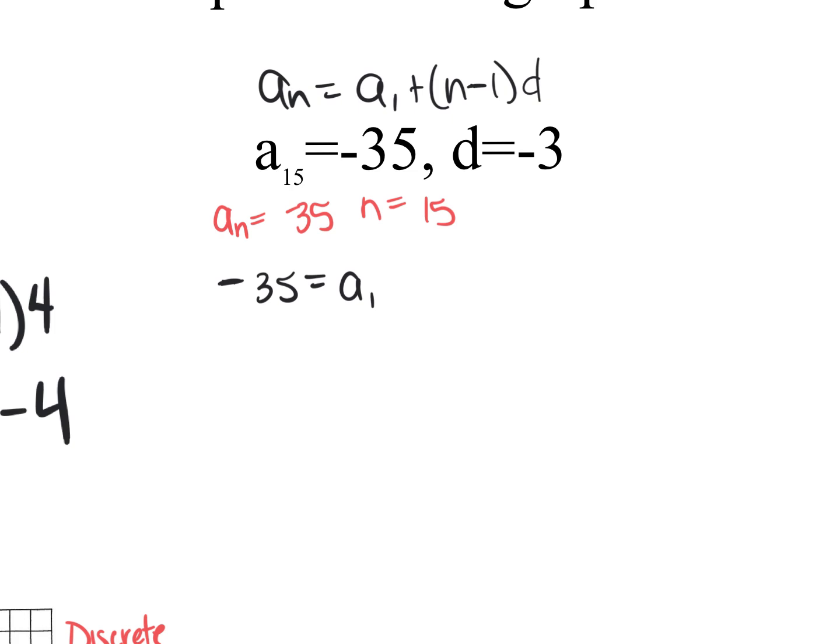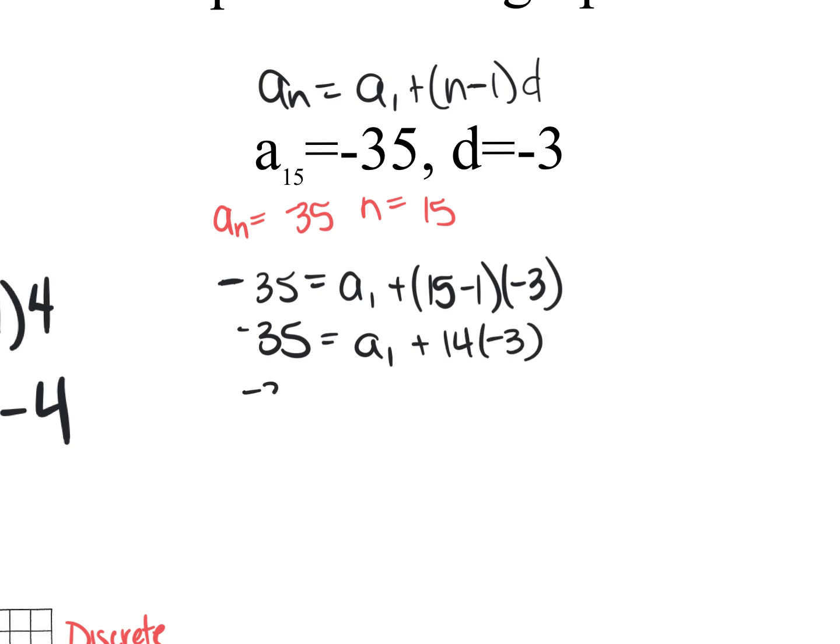Now you may be given problems where it asks you to write the rule and it gives you A1, but it doesn't give you D. So plug in what you know to the equation and solve for what you don't know. Okay. So A1 plus N, which we said was 15 minus 1 times D, -3. So -35 equals A1 plus 14 times -3. A1 minus 42. We'll add 42. And A1 equals 7.